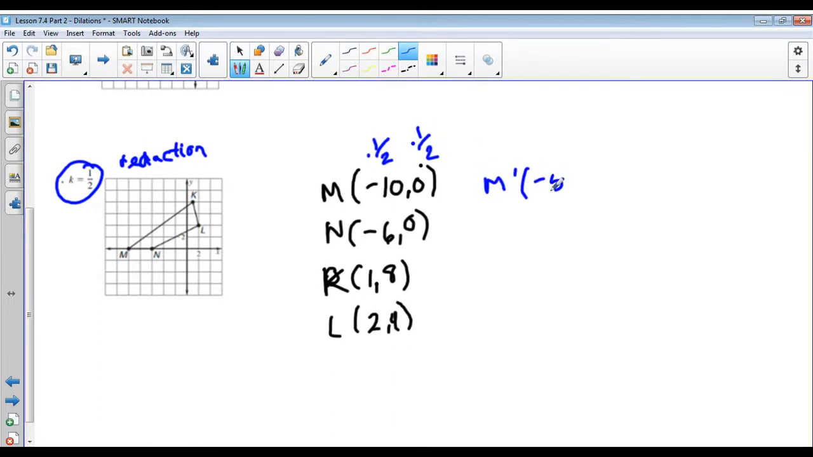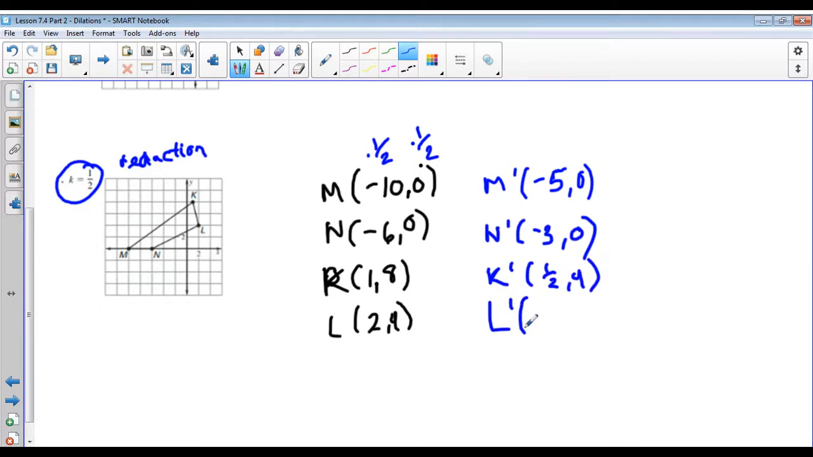M prime would become -5, 0. N prime would become -3, 0. K prime would become 1/2, 4. And L prime would become 1, 2.